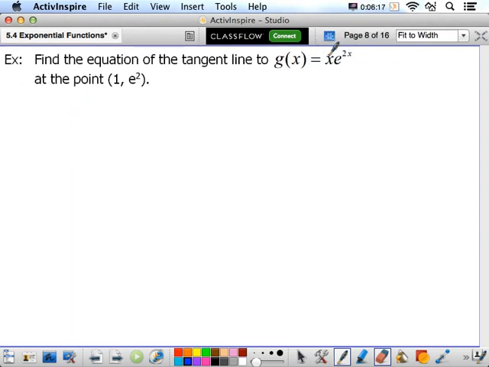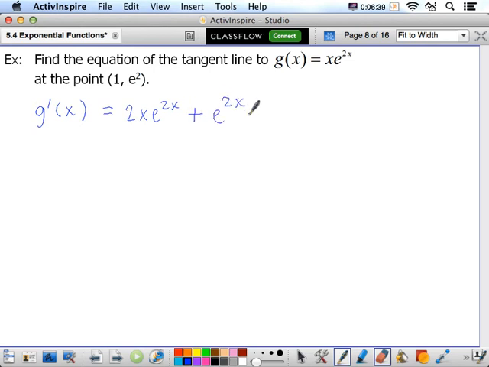So for this one, we want to find the equation of the tangent line to the graph of g of x equals x e to the 2x at the point 1 comma e squared. The first thing we do is take the derivative, and we use the product rule to do that. So we have first times the derivative of the second, which is 2x e to the 2x, plus the second times the derivative of the first, which is just e to the 2x.